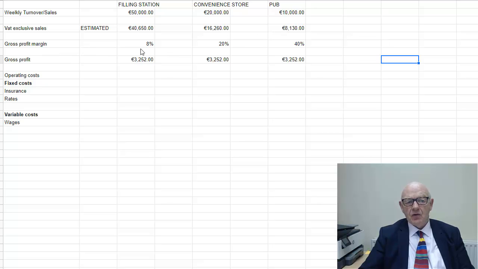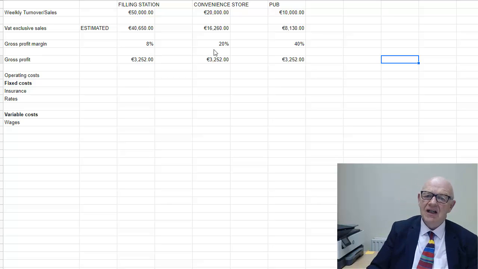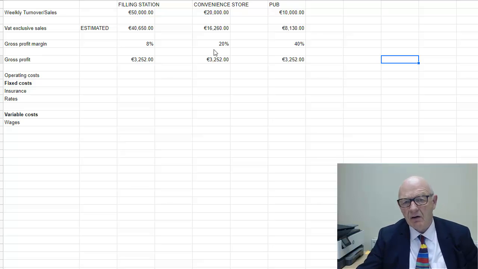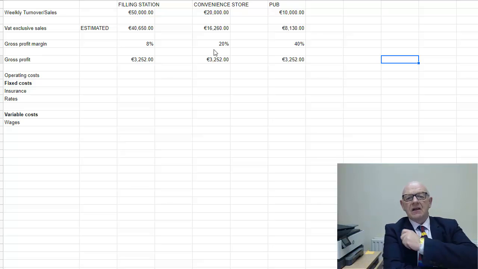If we assume a gross profit margin, and my experience in these games is a gross profit margin along these lines, this is not hard and fast. It will vary from time to time, it will vary from location to location, but by and large my experience is a filling station will get you a gross margin of about 8%. That will obviously depend on the car wash then as well, and how many cars you're washing, because that will be a big factor in terms of increasing your margin.